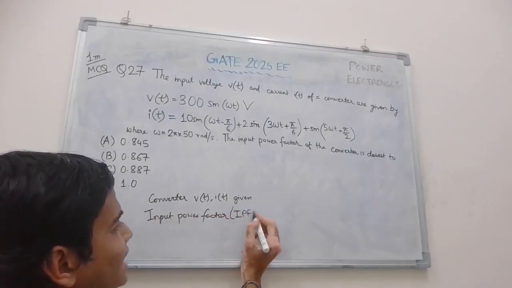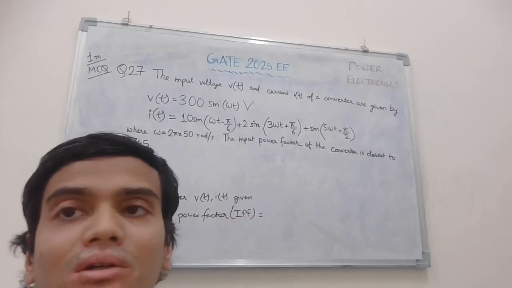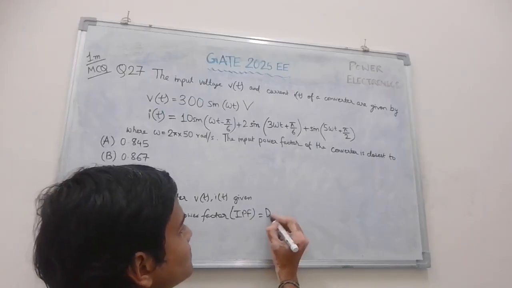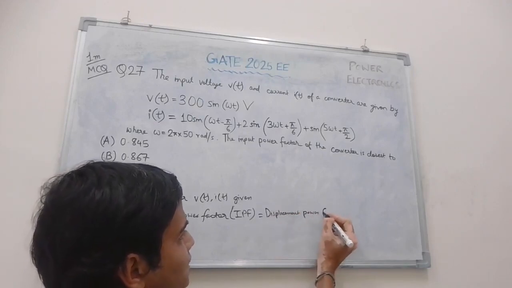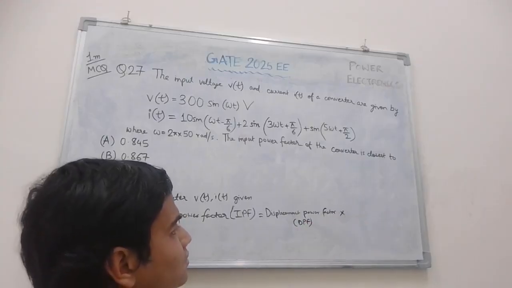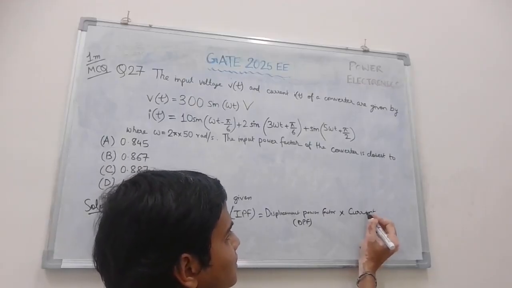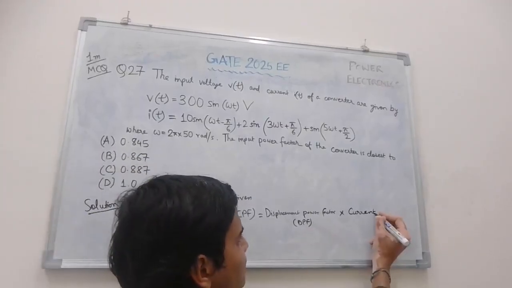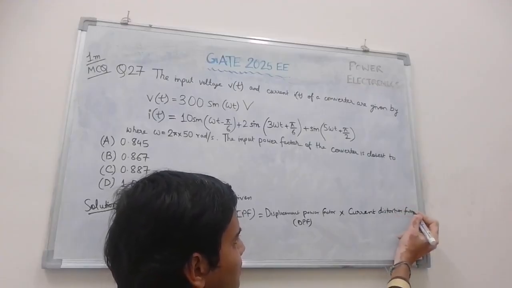Input power factor, abbreviated as IPF, is given by displacement power factor, abbreviated as DPF, into current distortion factor, CDF. The displacement power factor is also called DF sometimes, displacement factor.